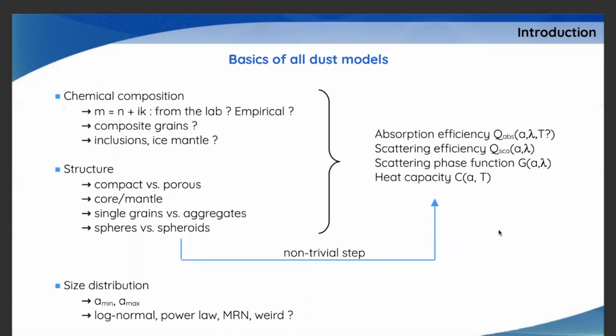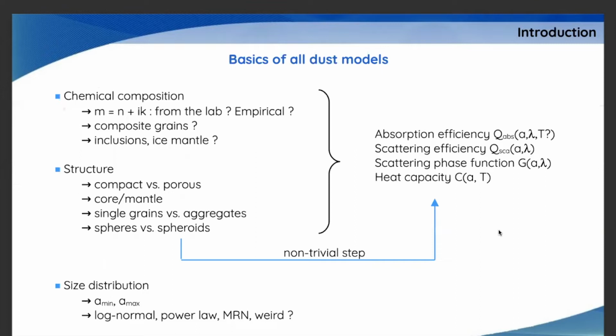First, you have to choose a chemical composition. So you go, for instance, and you ask Karine, what should I take for the optical constants of my silicates? And then you find someone else to find your carbons, etc. And then you have to choose how you mix them. Or you do it empirically. You also maybe want to add some inclusions, add some ice mantles. You have to choose your chemical compositions. That's a big source of uncertainty, just the choice.